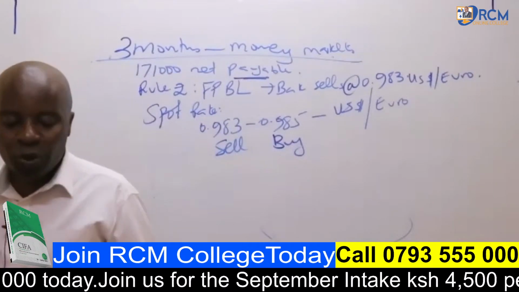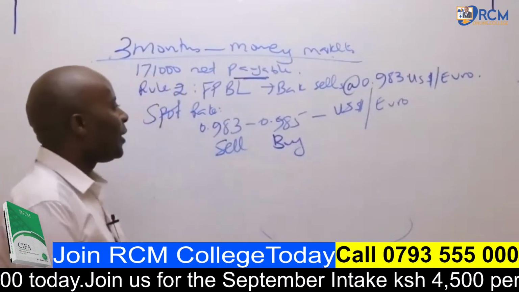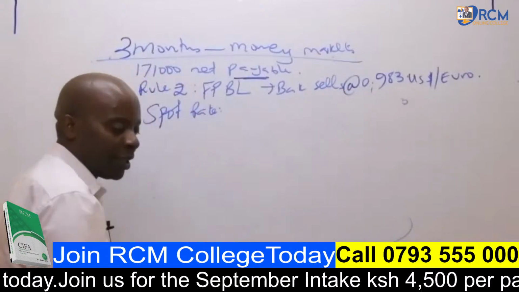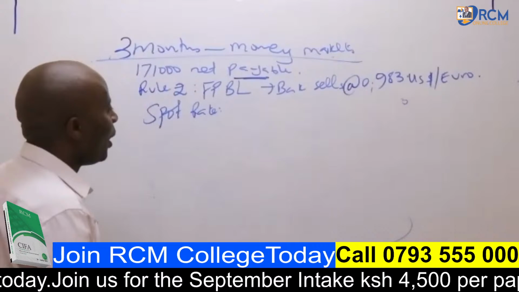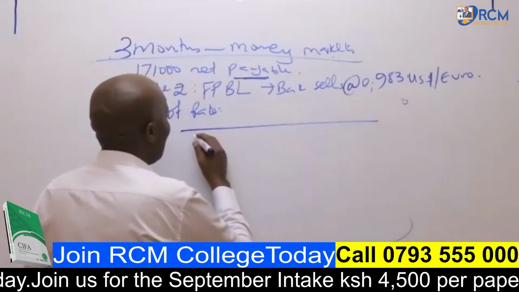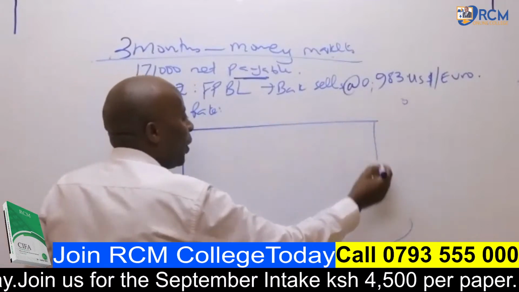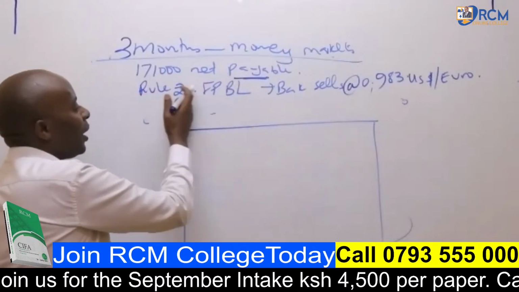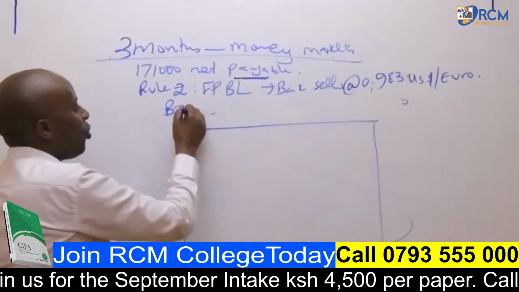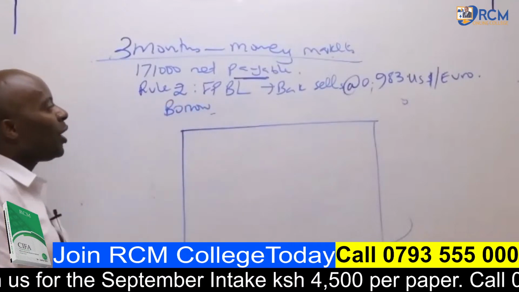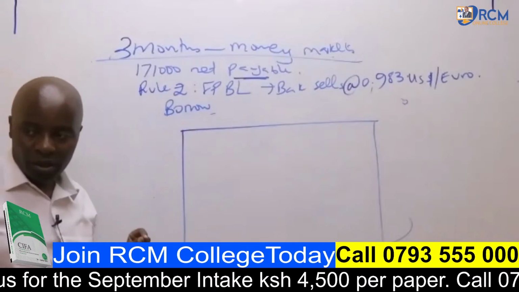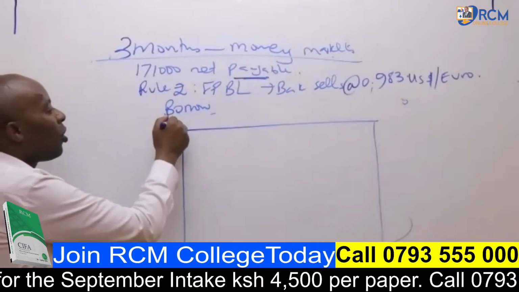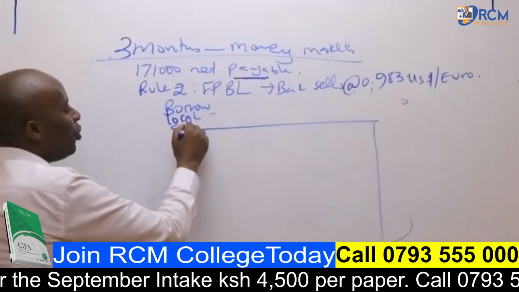Kutoka hapo sasa unakuja unachapa meza. Sawa, meza kubwa kabisa ya kushtua examiner. Unachapa meza sawa. Unaandika namna hii hata kama uelewi. Unakuja hapo unasema in capital letters, borrow. What are we borrowing? Umesema borrow local. Which currency is our local currency? It is the euro. So borrow local, which happens to be the euro.